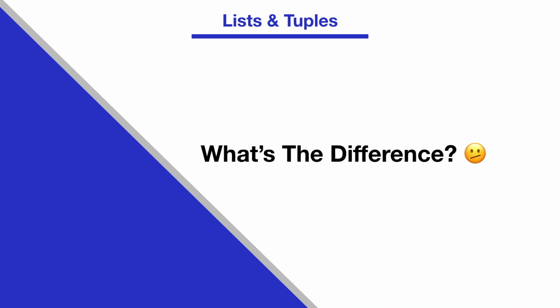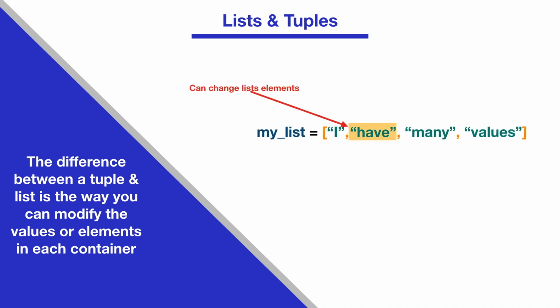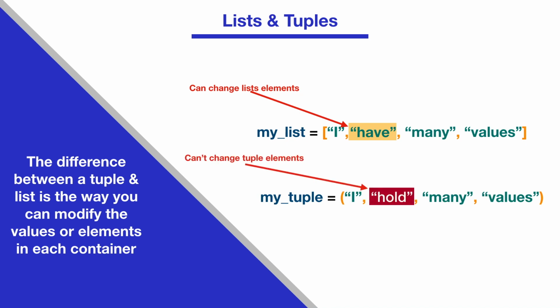So then what's the difference between the two? The difference between the two is the way you can modify the values or the elements in each container. With a list, you can change any element to something else, while a tuple, you can't. I'll explain this with an example.